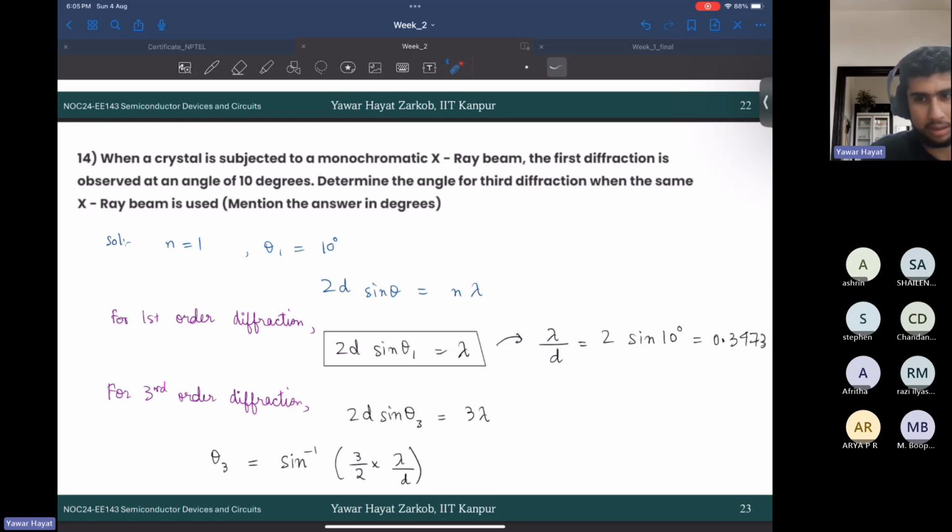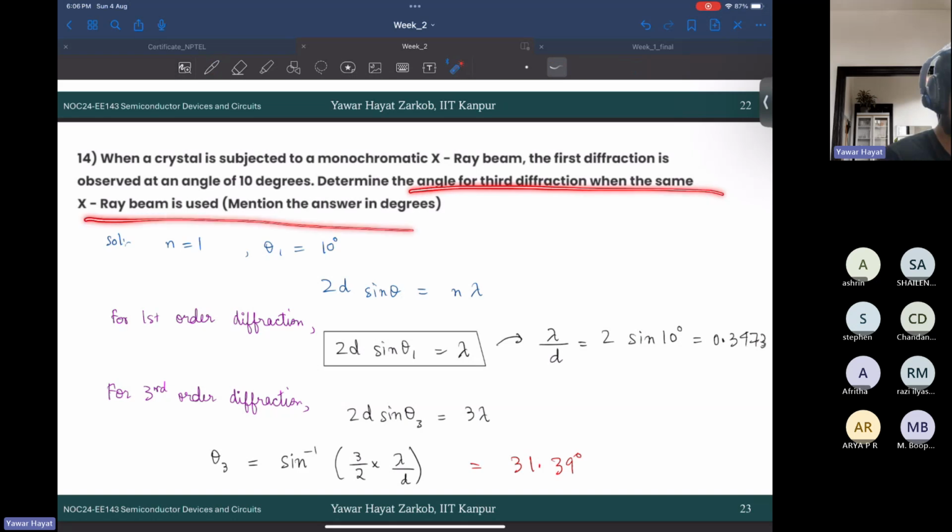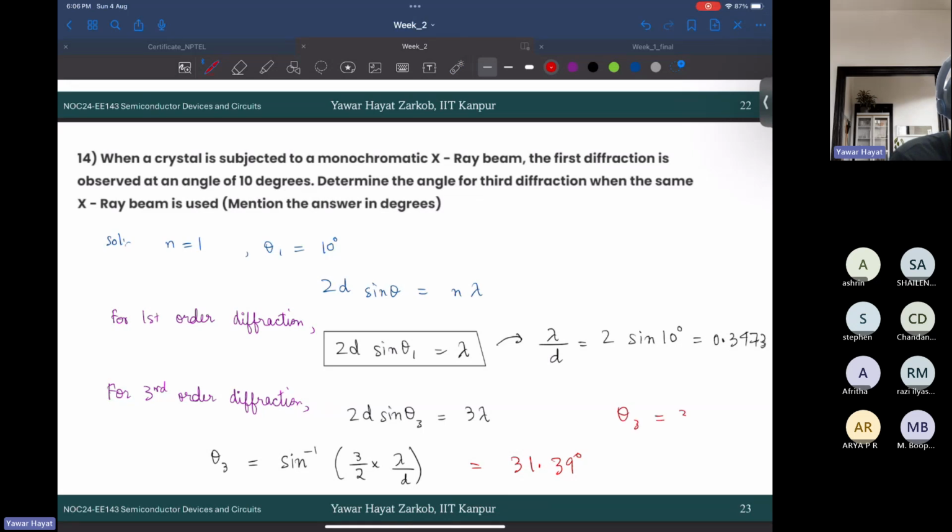31.39. Okay, I'll take that. The other student, do you agree with him? Are you also getting the same answer? Fine. Both of them got this, so I'll go with them. So this is 31.39 degrees, this is the answer. We had to compute the angle for the third diffraction, and we computed it. So this is our theta 3, that is 31.39 degrees. Done.